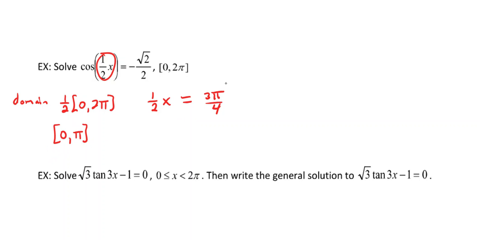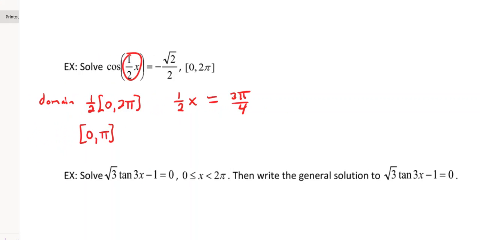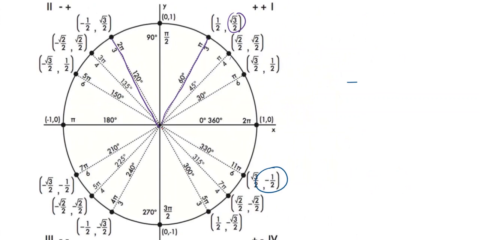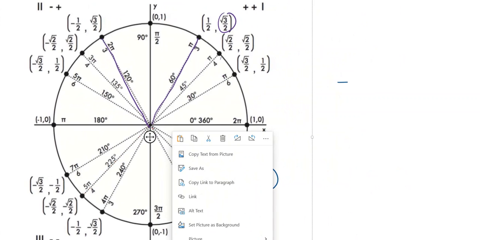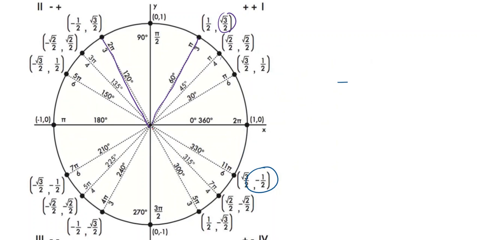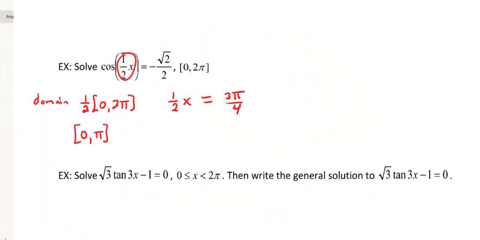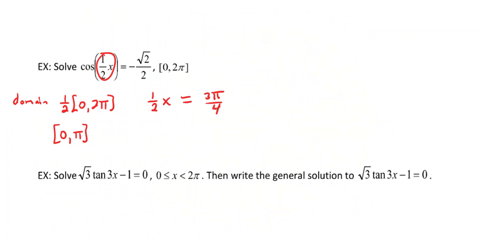Okay, so this happens in quadrant 2, and then it would happen again in quadrant 3. That would also happen at 5 pi over 4. But I'm not going to include that one because I'm being restricted by this first domain of just pi there. So I'll just leave it like that, and then now I'm just going to solve for x. So there's only that one solution, and then we're just going to multiply both sides by 2. So multiply by 2, and also multiply this by 2. So we get our angle x would be equal to just 3 pi over 2. And that's it. That was just our single solution in that domain.